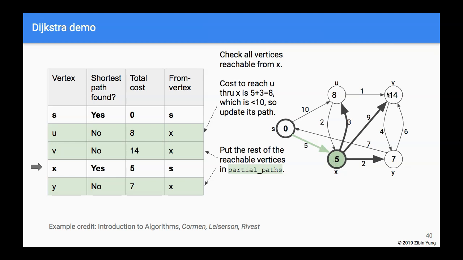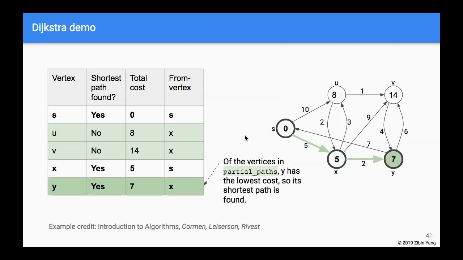So 5 plus 9 is 14. We'll put a 14 here, and then the same story goes for Y. Next, we'll repeat the same steps. So we look at everything that's in partial paths. We find the vertex with the lowest cost. And in this case, it's Y.